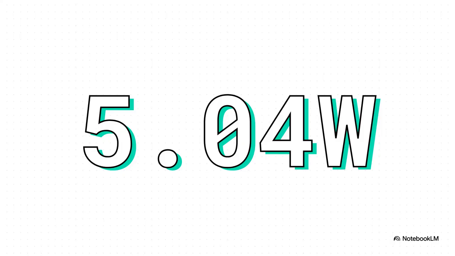Add those three harvesting mechanisms together, and you get 5.04 watts of continuous power. Now that sounds tiny compared to your desktop PC, right? But the crucial point is this. ATHOS is engineered to be so hyper-efficient that its compute consumption is actually lower than 5.04 watts. This means the hardware generates more power from ambient sources than the software needs to think. It literally outpaces its own consumption.